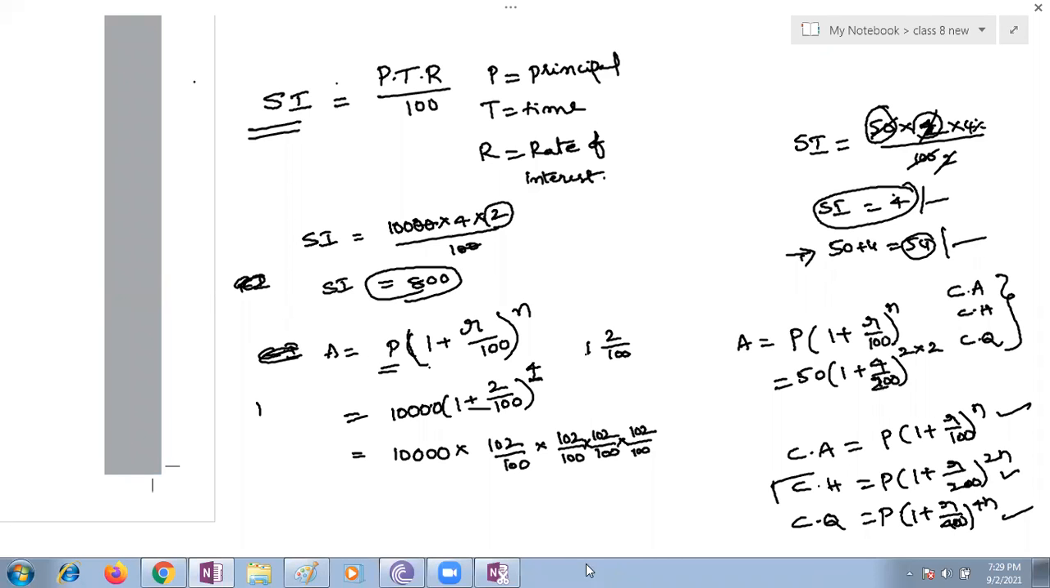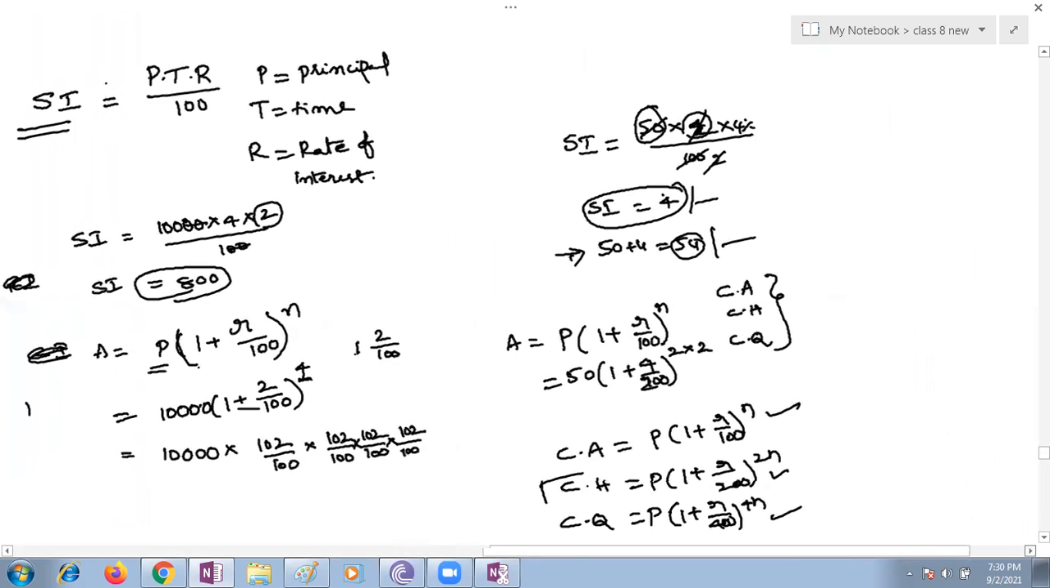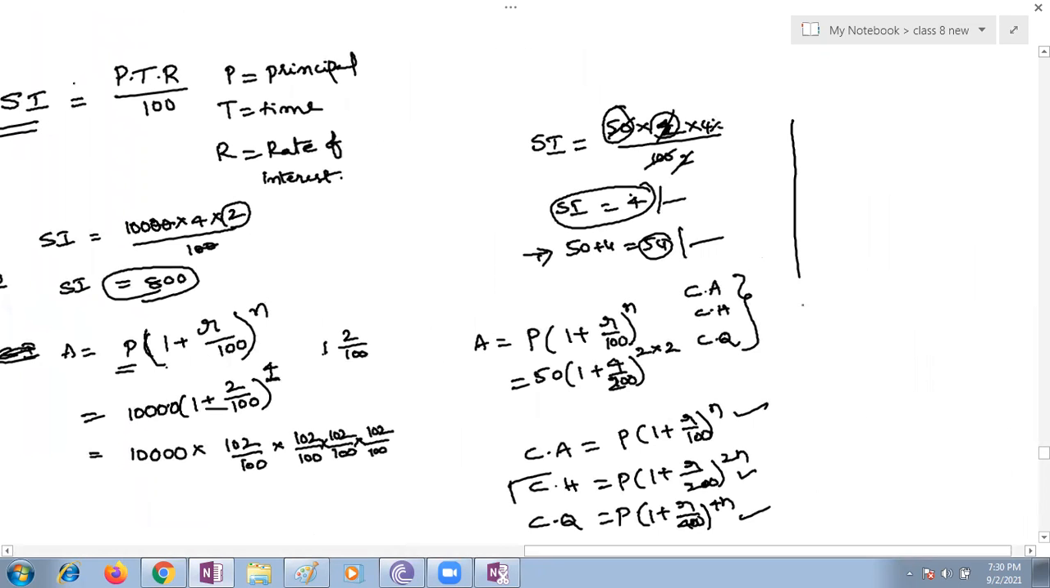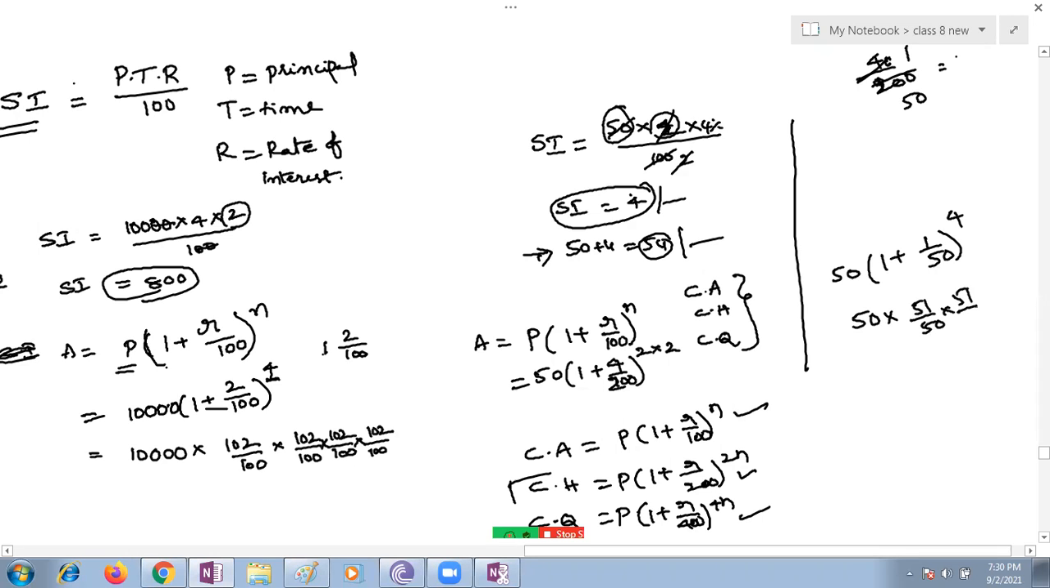Let me take a small part, children, so that we can understand. So compounded half yearly means here 50 into 1 plus 4 by 200. If you simplify 4 by 200, 4 ones are 4, 4 fives are 20, so 1 by 50. So 1 plus 1 by 50, whole to the power 4. So 50 into, this is nothing but 51 by 50. Like that, how many times? 51 by 50, 51 by 50, 4 times.